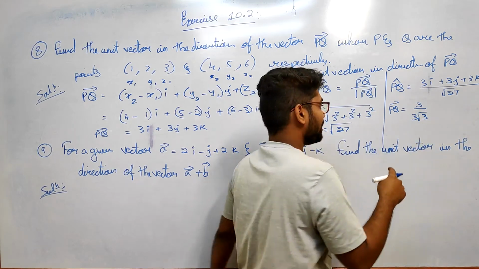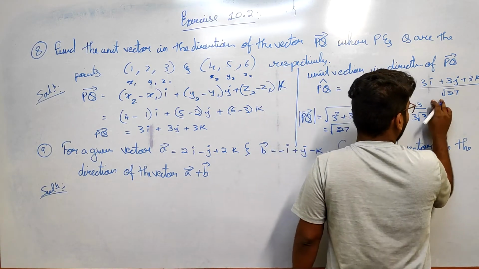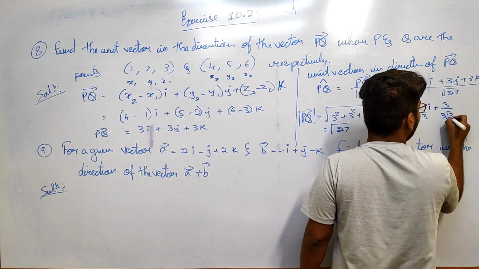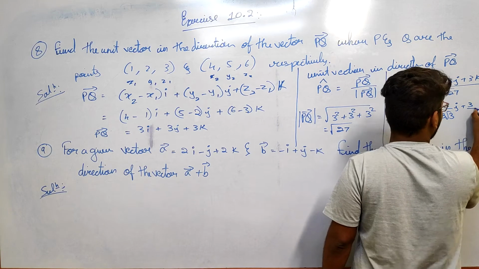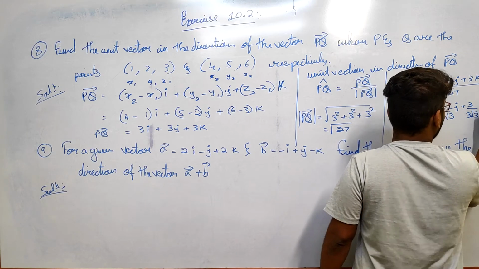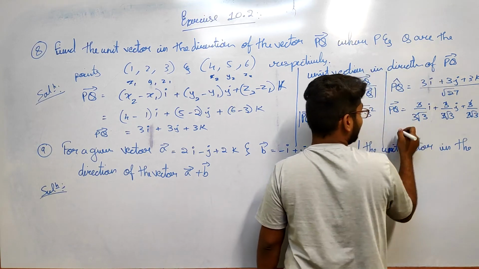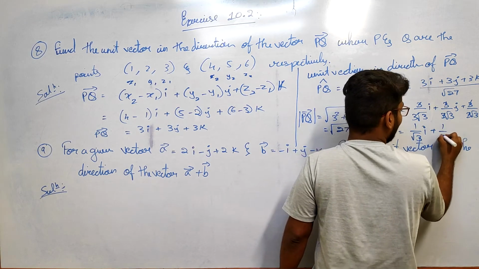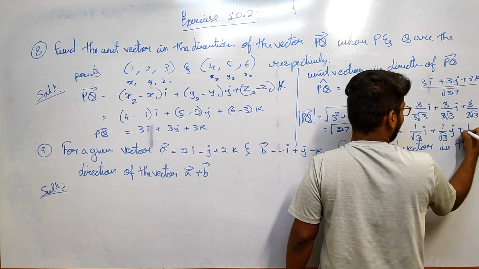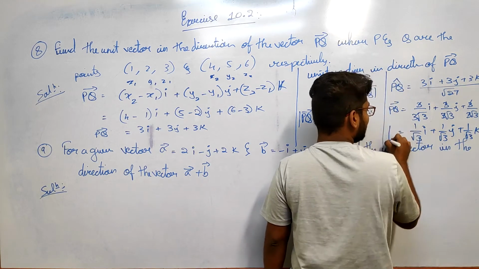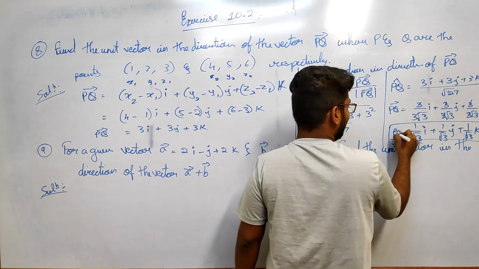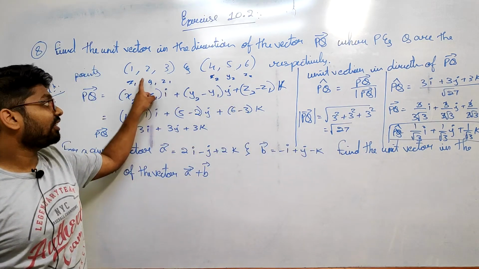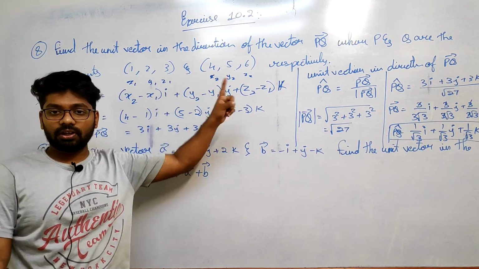So pq cap will be 3 divided by 3 root 3 i plus 3 divided by 3 root 3 j plus 3 divided by 3 root 3 k. Now this and this will get cancelled, giving you 1 by root 3 i plus 1 by root 3 j plus 1 by root 3 k. So this is your unit vector, that is pq cap, along the direction of the vector from p to q.